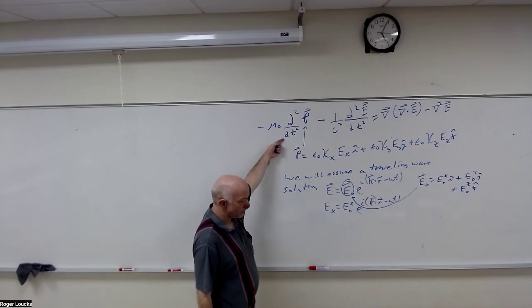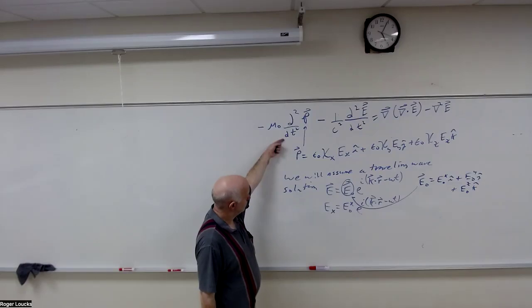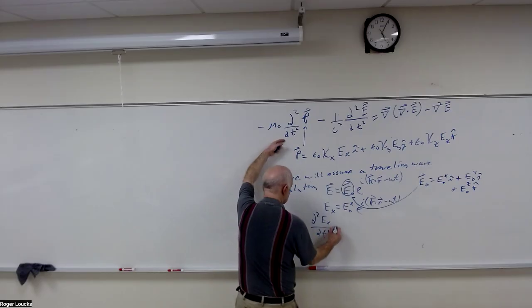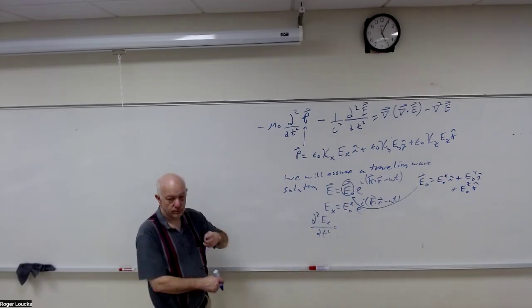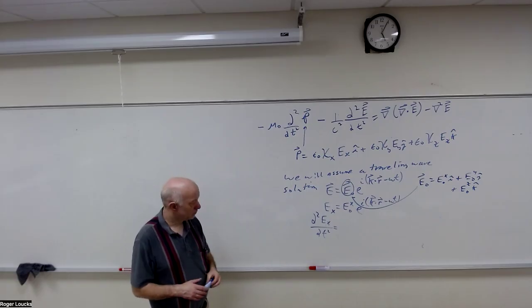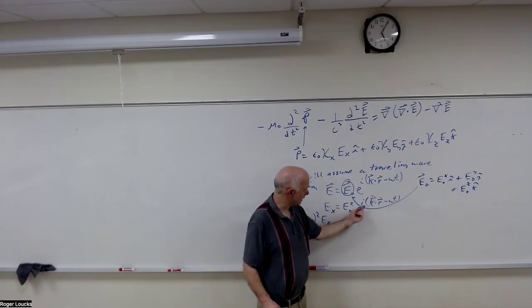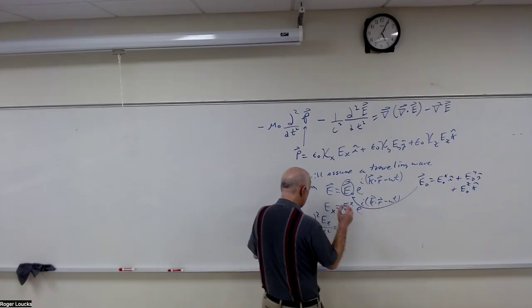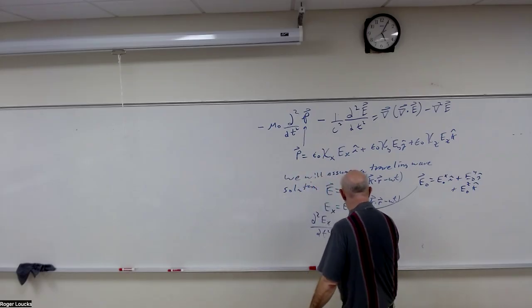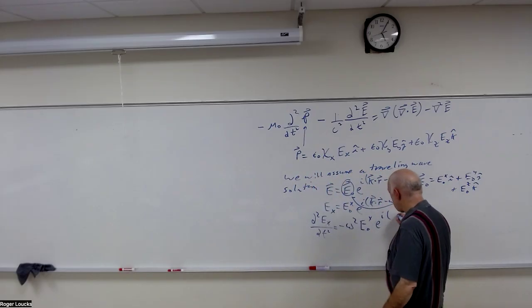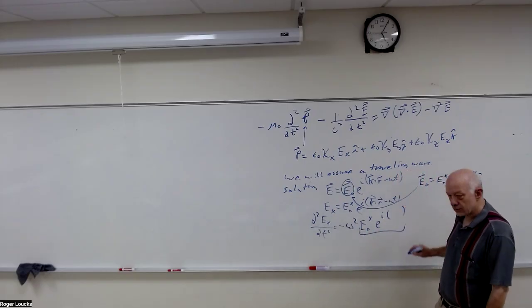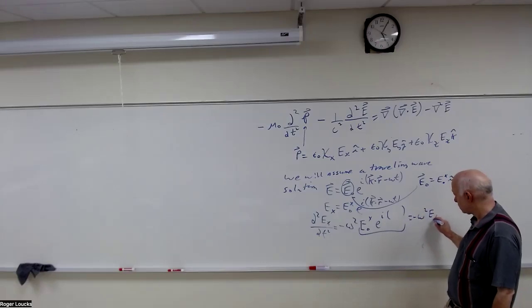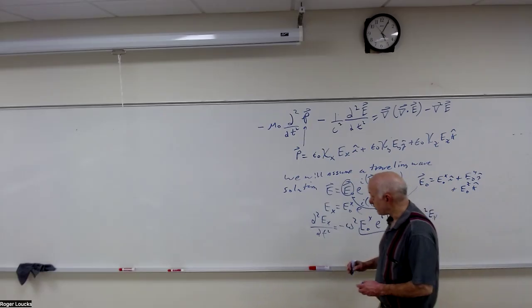If I take two time derivatives of that, what do I get? Every time I'm going to pull down a minus i omega. I'm going to do it twice. This is going to give me minus omega squared E naught x e to the i k dot r, and this guy here is nothing but Ex. So this is going to give me minus omega squared Ex. Make sense? And likewise for all the other terms.